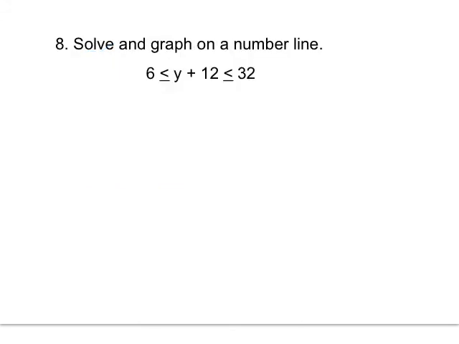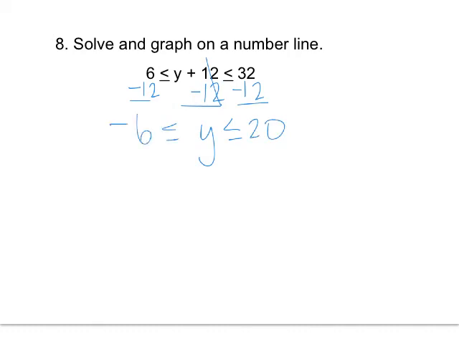And problem 8 is really similar. Problem 8 here is real similar to problem 8 on your paper. I just need to get the y isolated in the middle. So I'm going to use the additive inverse of 12, minus 12. What I do in the middle, I do on all parts. So 32 minus 12 is 20. And 6 minus 12 is negative 6. So this solution says negative 6 is less than or equal to y, and y is less than or equal to 20.